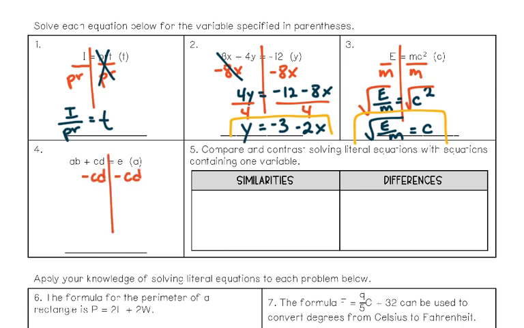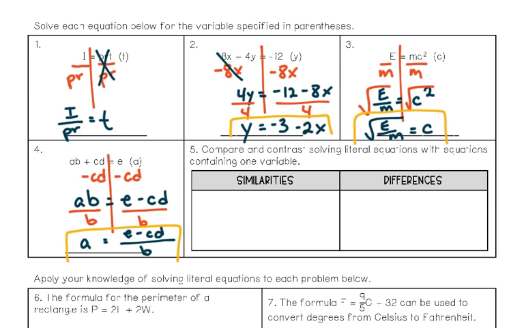The first step is to take away the product of c and d, and if you do it to one side, you have to do it to the other. Last step, since you're trying to isolate a, is to divide both sides by b. So the literal equation should read a equals e minus cd in the numerator divided by b.